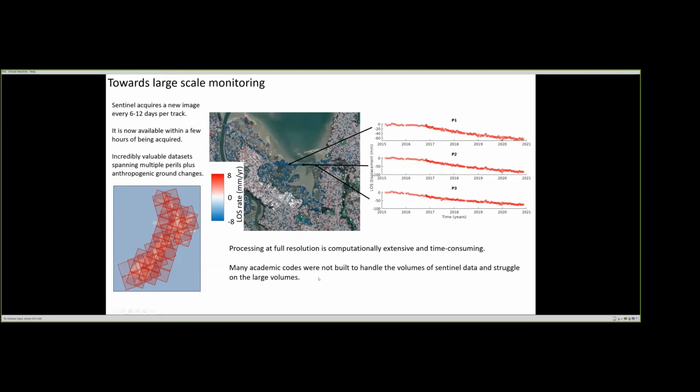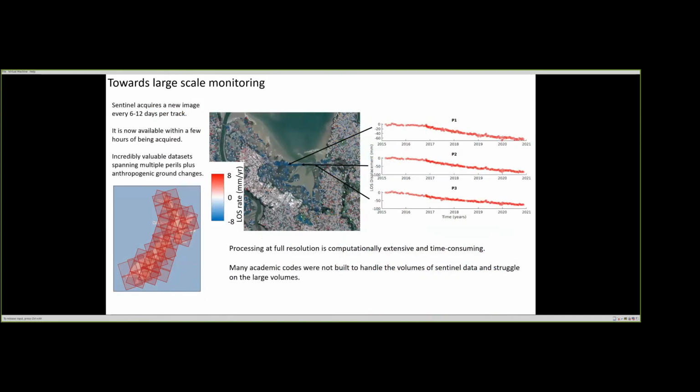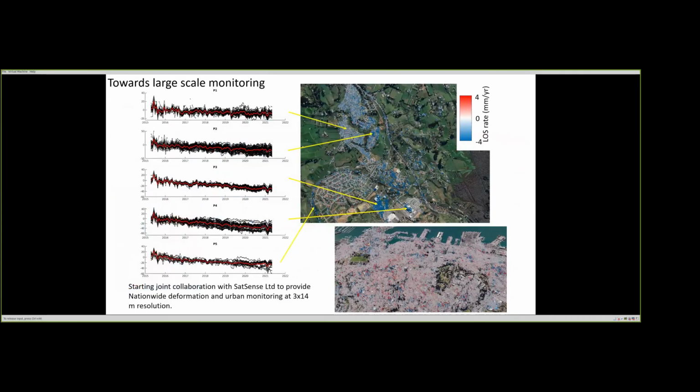What's challenging is that the processing is very computationally expensive. The data sets are very large and it's very time consuming. So we've done a joint collaboration with a group in the UK who are going to provide the high resolution data set for us so that we can build these very high spatial resolution data sets. Again, here are just two examples. This is over the centre of Auckland.